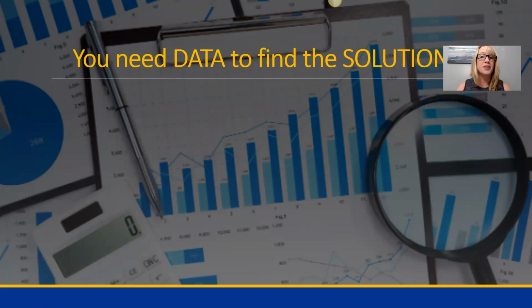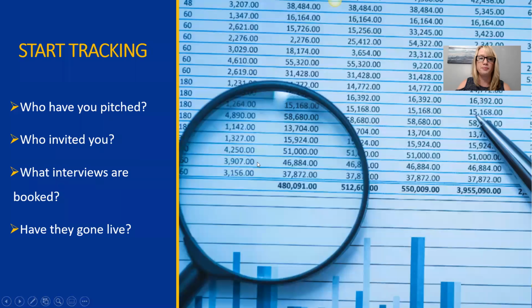Let's start first. You need data to find the solution. So this is key. I'm going to show you how to find and track that data so you can get the solution. So again, start tracking. You have to track who you have pitched to be on. I'm sure you send out a ton of emails or DMs, and you want to be on a ton of different podcast shows. So you need to have an inventory and keep track of how many people you've pitched, who invited you, what interviews ended up being booked, and have they gone live?